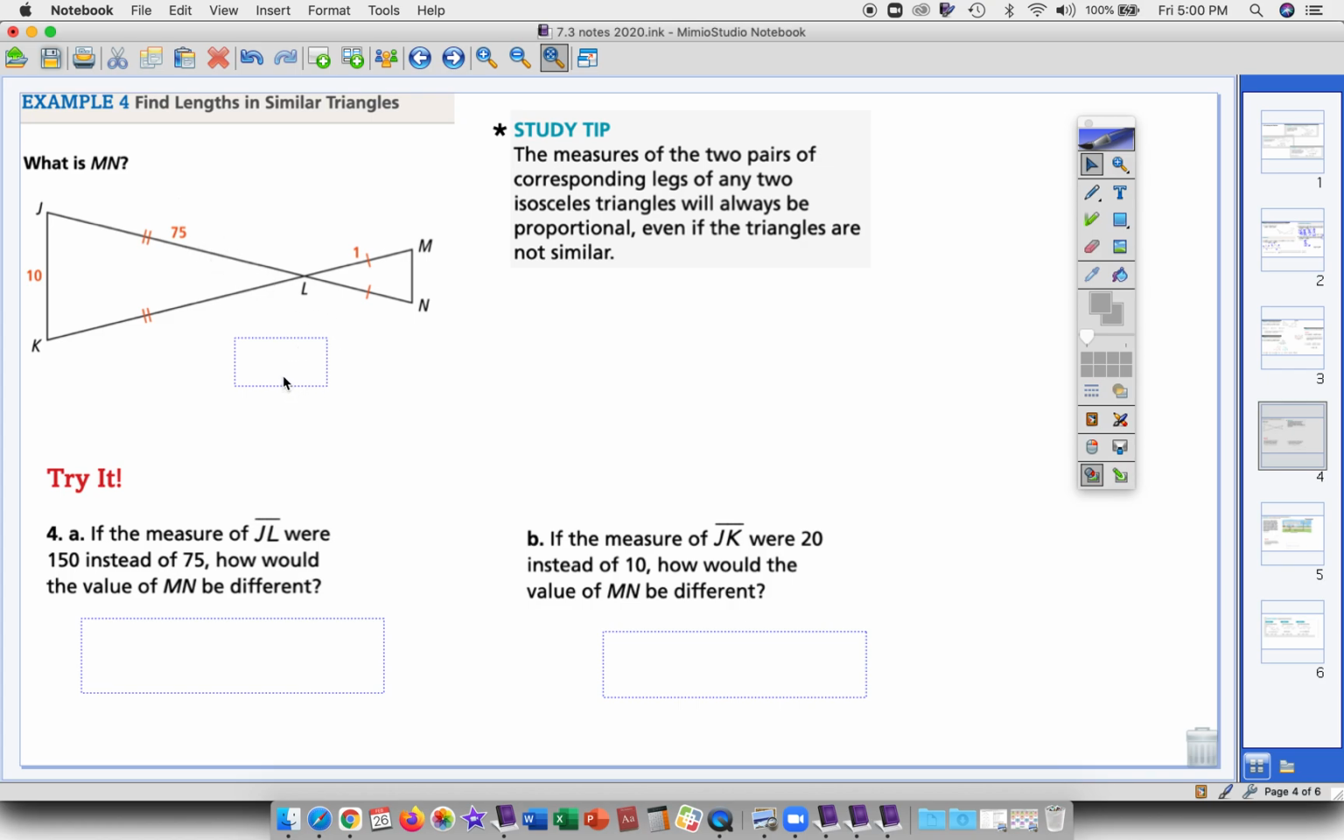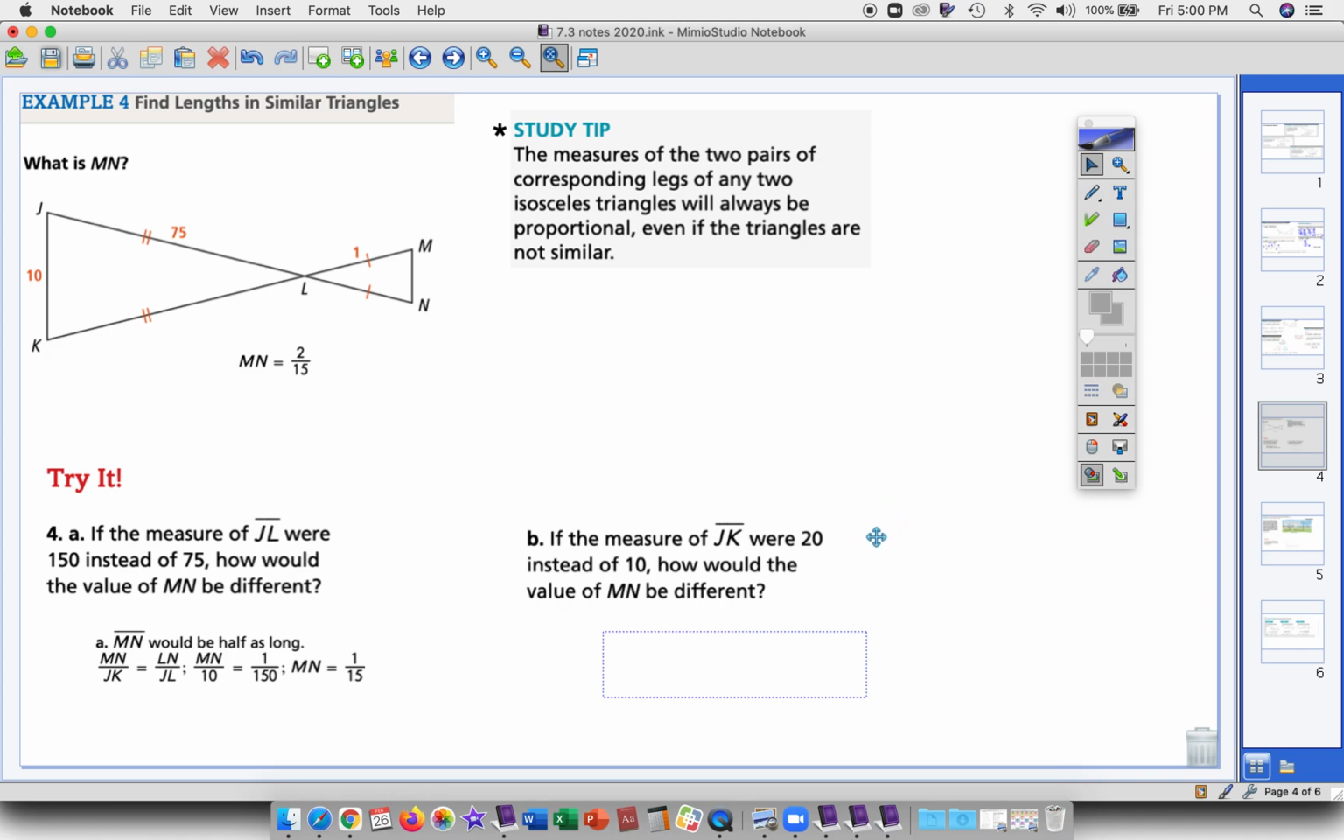Okay, hopefully for MN, you ended up with 2/15. So let's see what happens if the measure of JL were 150 instead of 75. How would that change the value of MN? So it turns out that doubling JL makes MN half as long. When you solve that proportion, it's still the same ratio, right? We're still going to have equivalent ratios. So to balance that out, MN is half, so it's 1/15.